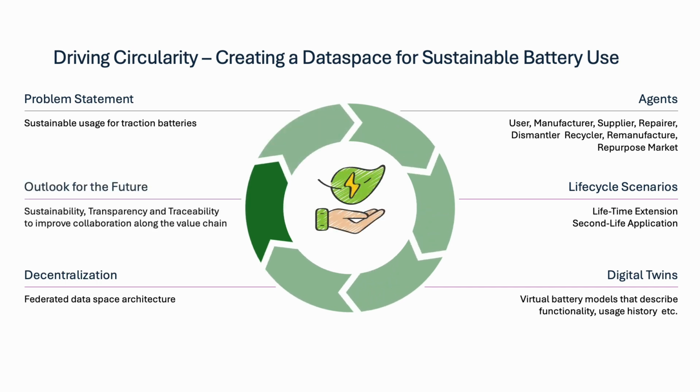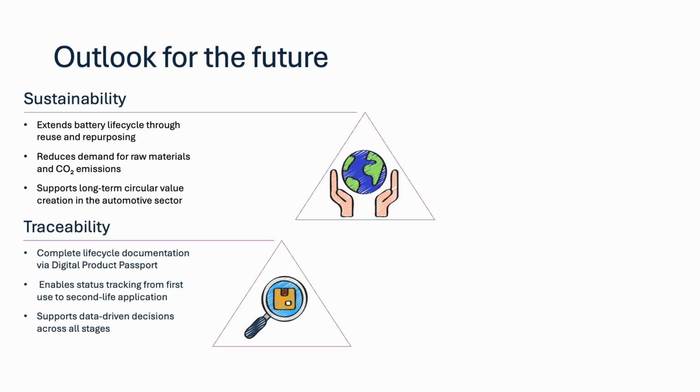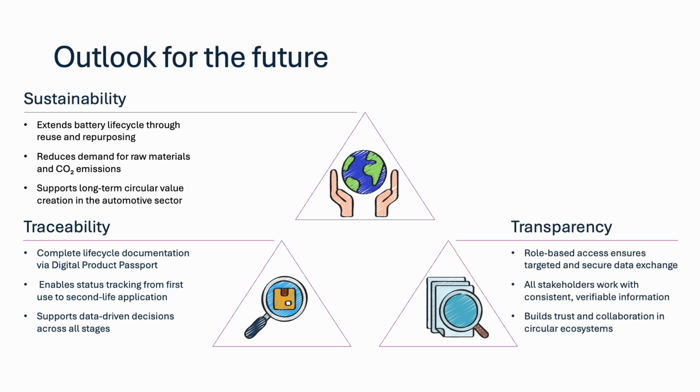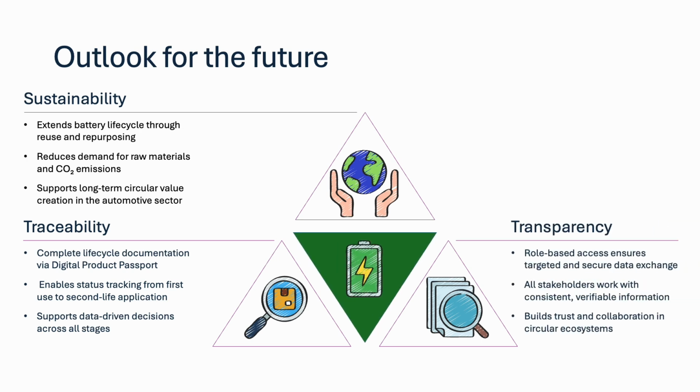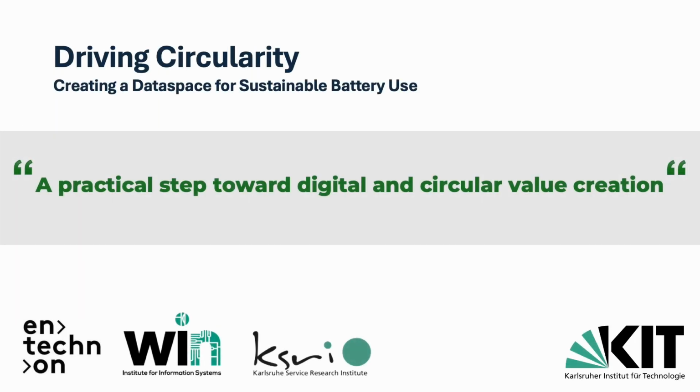So what impact can our data space have in the future? We see three core improvements. Sustainability. Batteries are used longer and raw materials are reused across applications. Traceability. All battery data is stored and updated in one place, enabling complete lifecycle transparency. Transparency. Each actor knows who can access which data. That is strengthening trust and collaboration across the value chain. Together, these improvements create the foundation for a functioning circular economy.